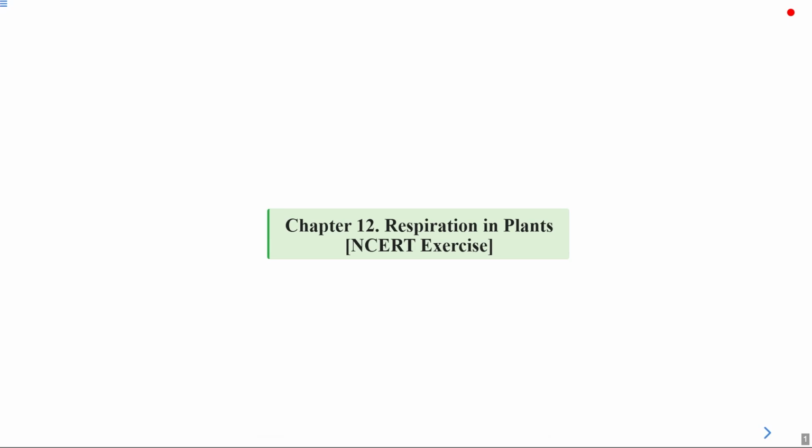Hello students. So today we will be solving chapter 12 Respiration in Plants NCERT exercise.